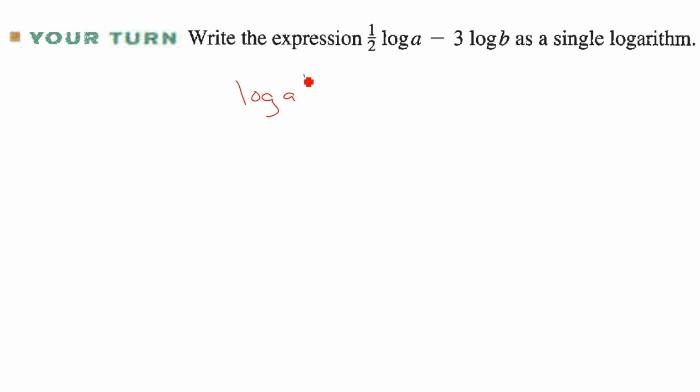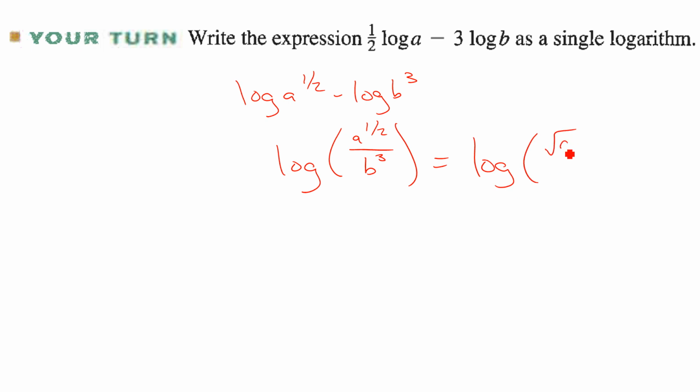Log a to the 1/2 minus log b cubed. We'll have log of a to the 1/2 over b cubed. And this is also the same as saying log of the square root of a over b cubed. You can write it either way.